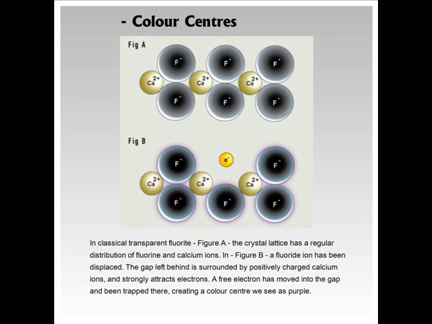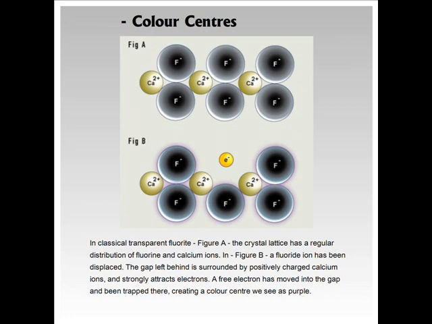Color centers fall into two categories: electron color centers and hole color centers. Purple fullerite is an example of electron color center. Fullerite is built with alternating calcium ions and fluorine ions. In its pure form, fullerite is transparent. Its purple color is caused by a color center.